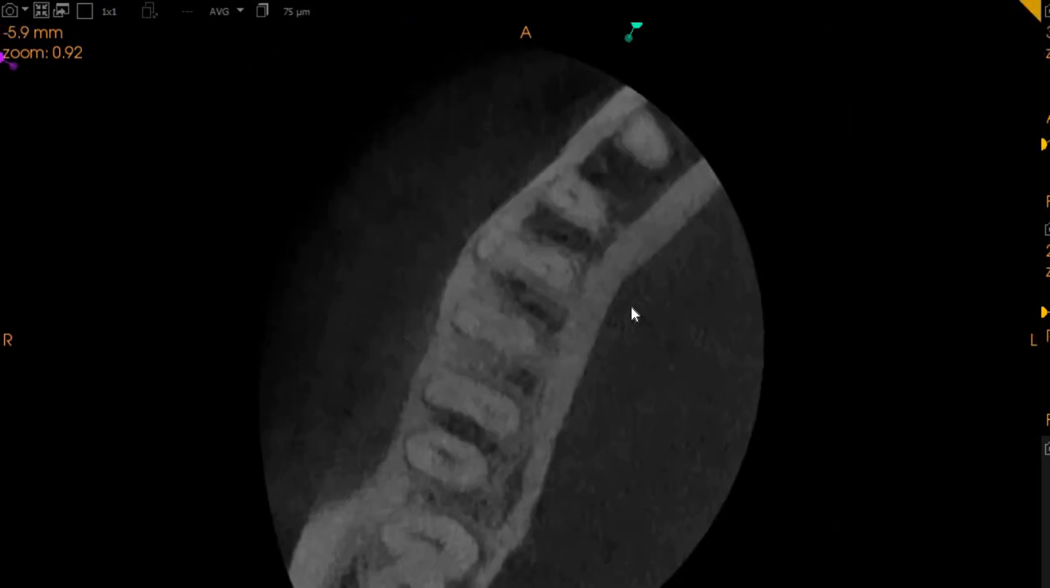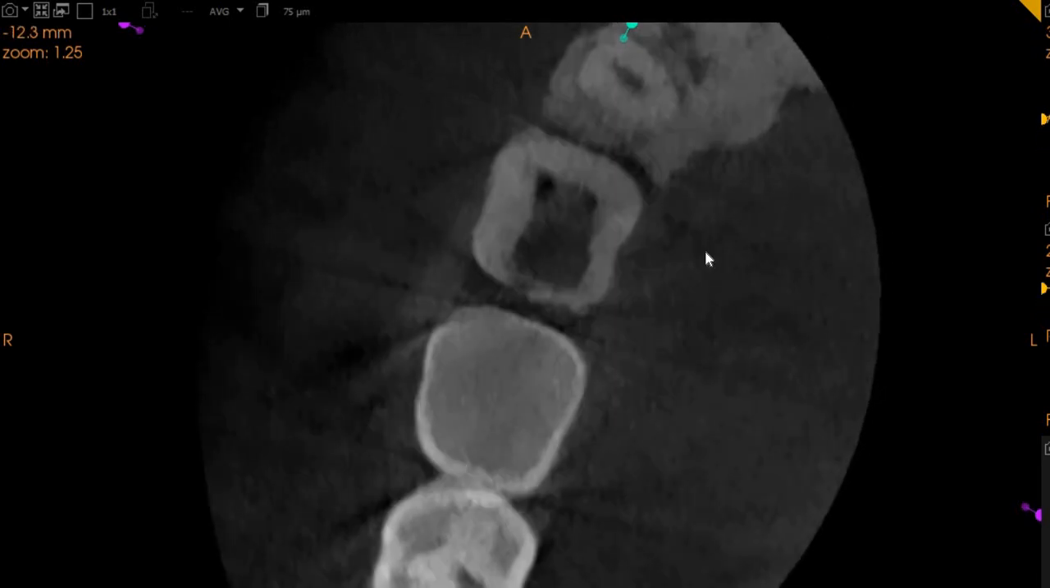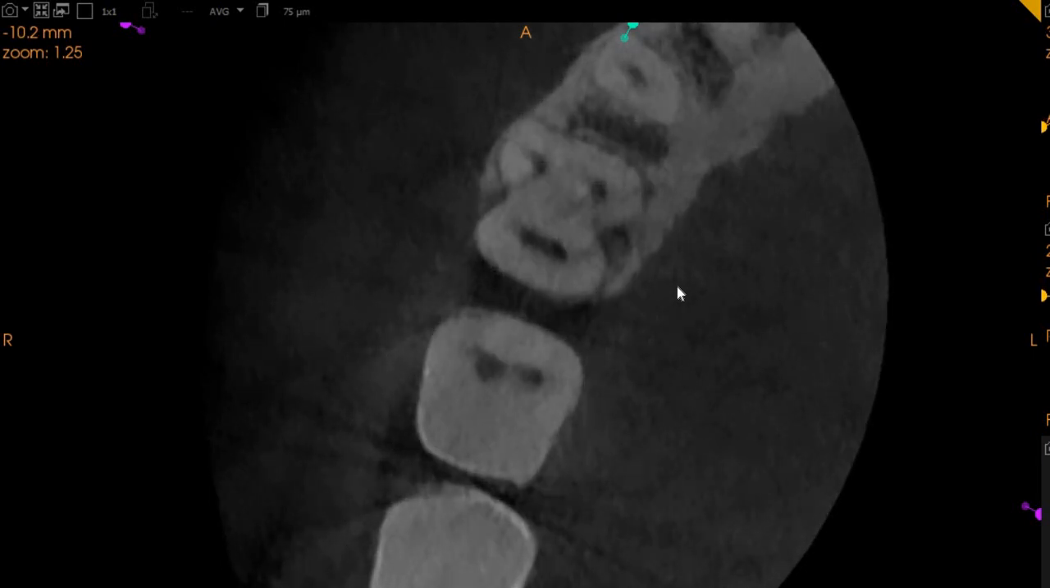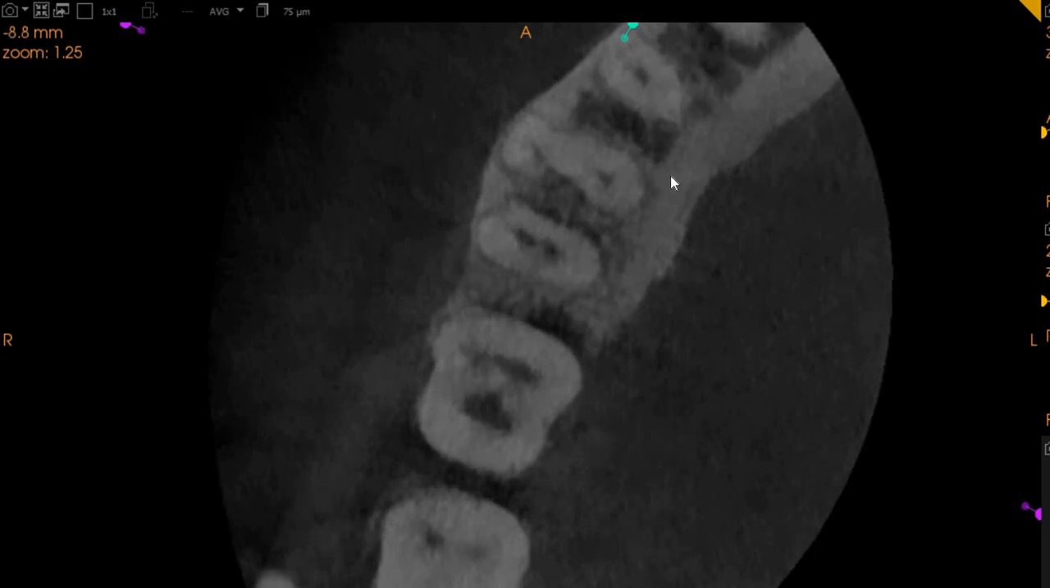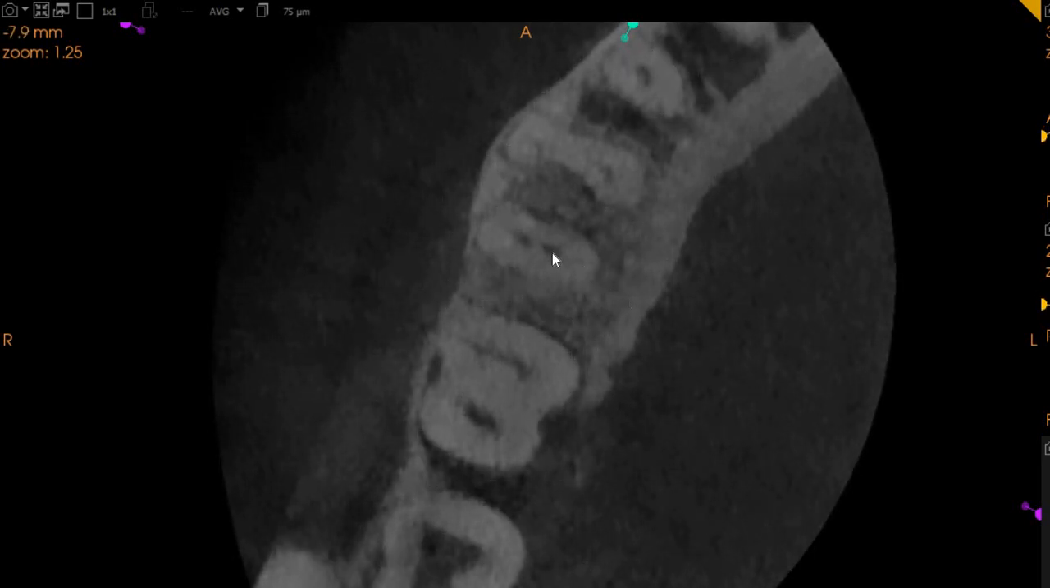On the axial view, you will be very clearly able to see that this is the lower right first molar, and you can see this is the chamber opening. As we are moving towards the middle of the tooth, we've got two canals, a mesiobuccal and a mesiolingual, and then we've got two very distinct canals in the distal as well. So you've got a distobuccal, distolingual, mesiobuccal, and mesiolingual. So this tooth has four canals.